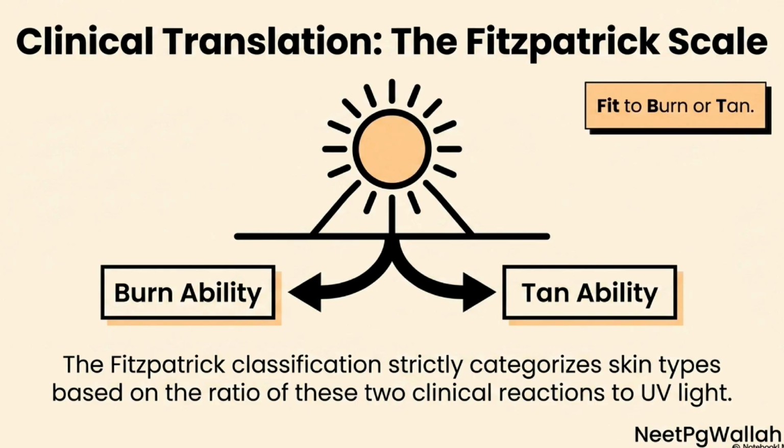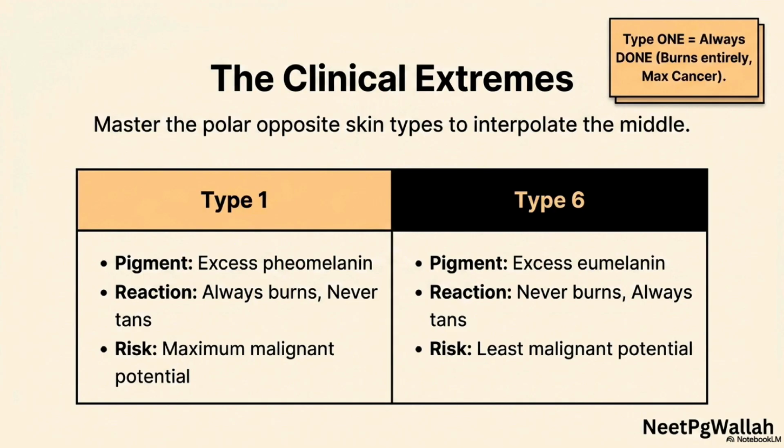The whole thing just comes down to that specific ratio, burnability versus tannability. Let's see exactly how this plays out by looking at the absolute polar extremes of this scale, type 1 and type 6. Type 1 skin relies heavily on excess pheomelanin. Remember, that's the yellow-red pigment.